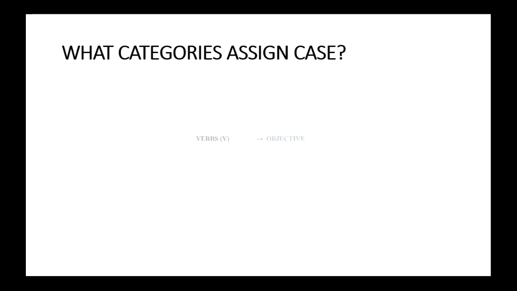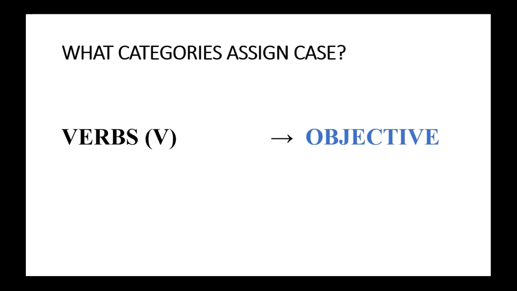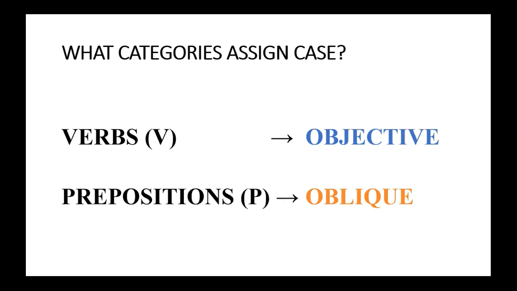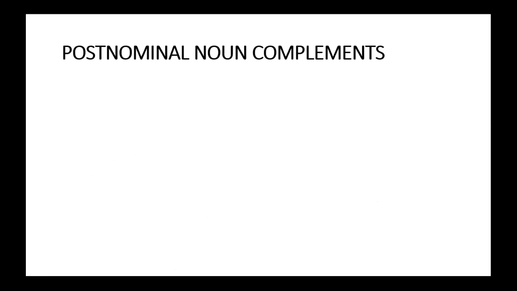So here, the rule to remember is that verbs are going to assign objective case to the complements, direct objects, indirect objects all the time. And prepositions are going to assign oblique case. If you're a complement of a verb, automatically you get objective case. If you are the complement of a preposition, automatically you get oblique case. Okay, let me stop here and see if you have any questions, because now we're going to go into the real problem. Any questions?